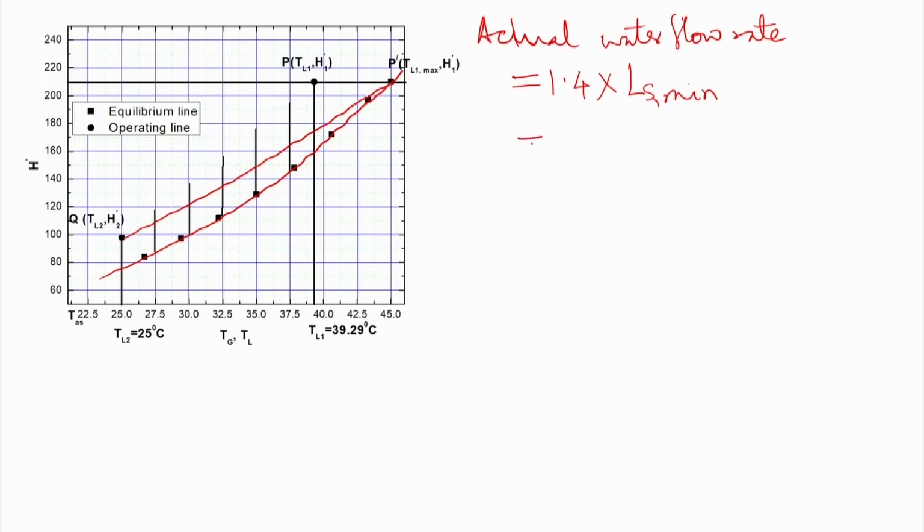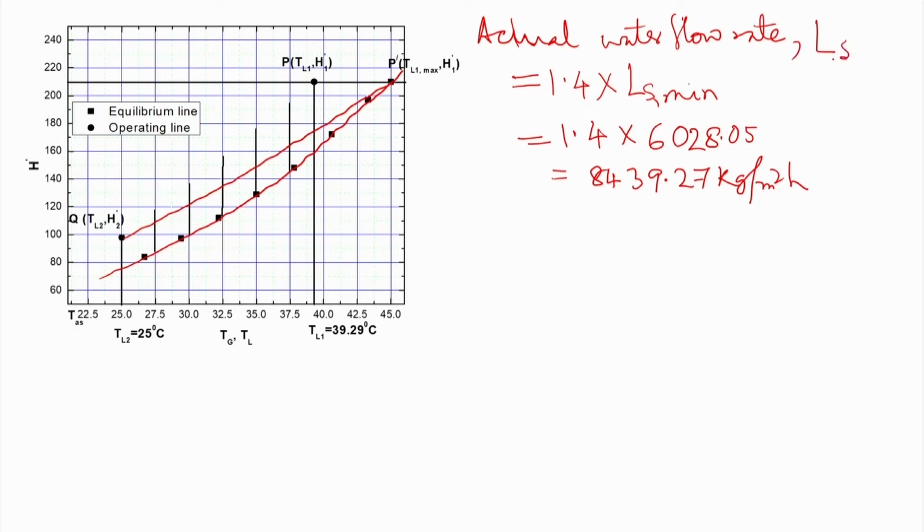Okay. So, it is coming out as 1.4 into 6028.05, which is nothing but 8439.27 kg per meter square hour. So, for this case, this is the actual water flow rate, that is LS. Now, LS is equal to 8439.27 kg per meter square hour.